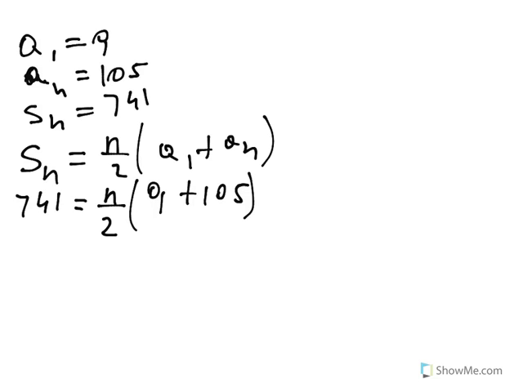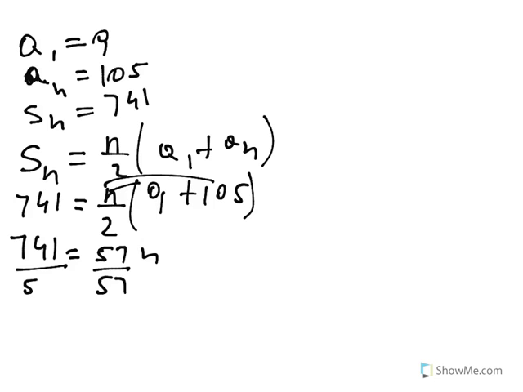And if you continue here with the distributive property and combining like terms, you end up with 741 equals 57n. And if I divide by 57 both sides, 741 divided by 57 is going to give me 13. N equals 13. So in this step we learned that the number of terms in this arithmetic series is equal to 13. So I'm writing here in red that I used step 1 here. Now I'm going to work on step 2.